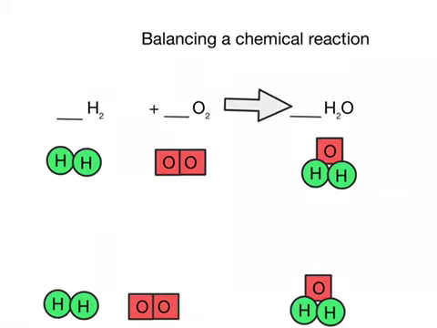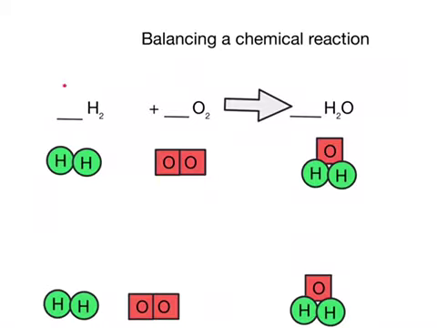Hello, today we're going to start talking about balancing a chemical reaction. We balance reactions so that we follow the law of conservation of matter, because we know matter cannot be created or destroyed. So when we do this, we need to look at our formulas and we have to remember the difference between a coefficient and a subscript.